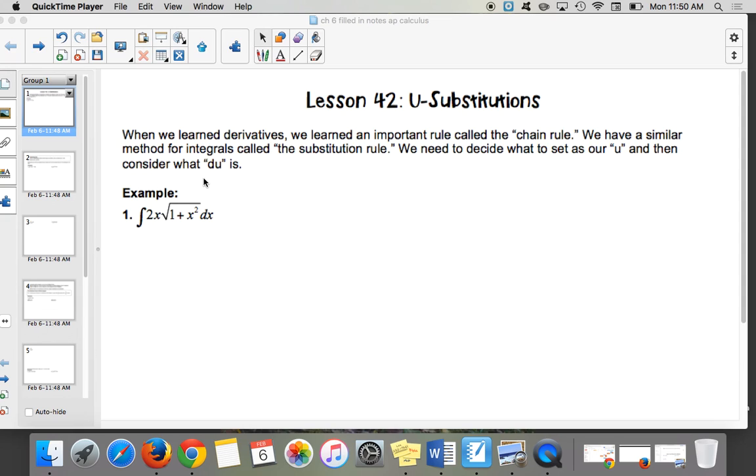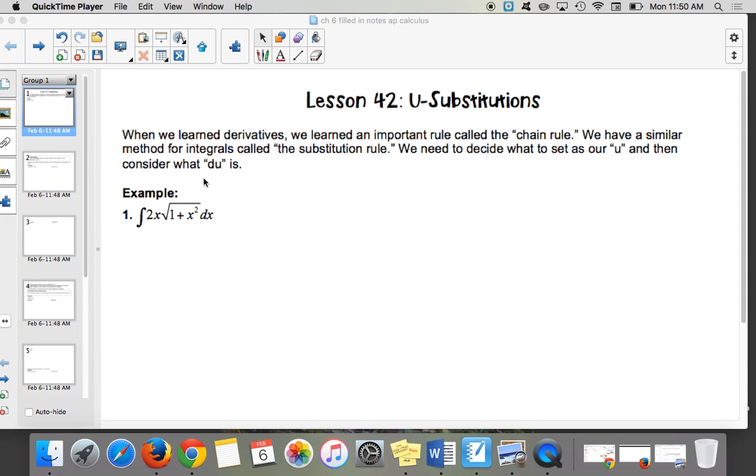Yay! So you need to really, really pay attention to this rule because we're going to use it every single day for the rest of the year. Okay? It's the opposite of the chain rule. This is called U-Substitutions. So when you see something like 2x times the square root of 1 plus x squared dx, we want to know how to integrate that.